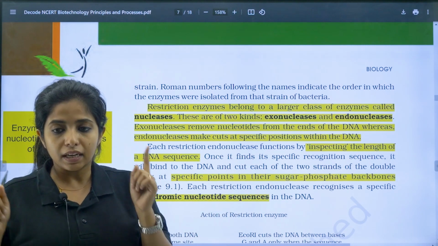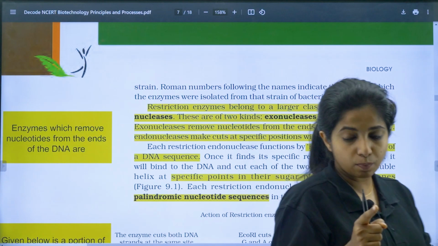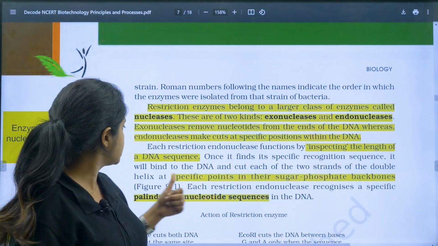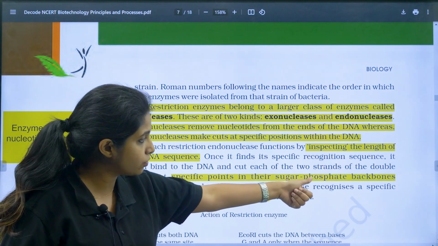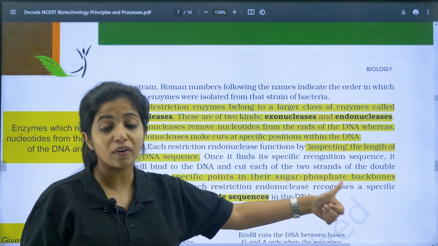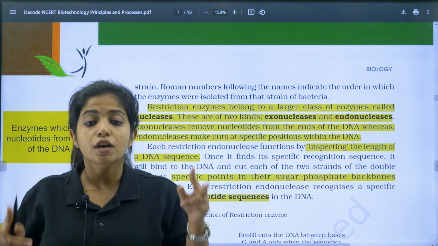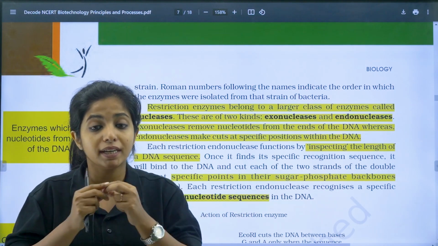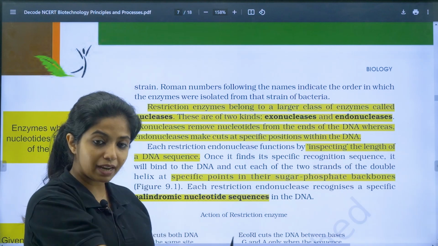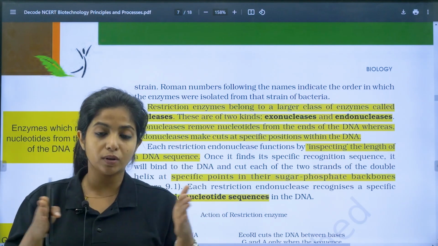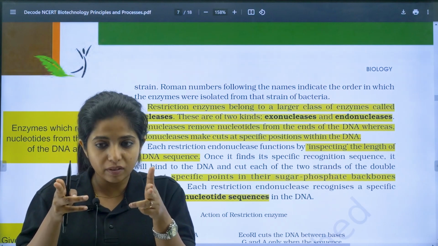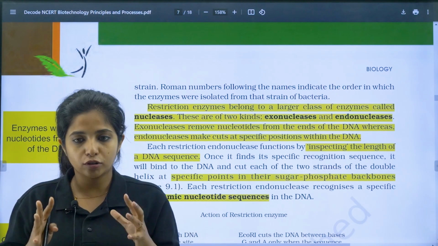So, inspecting the whole length of the DNA sequence, once it finds the specific recognition sequence, it will bind to the DNA and cut each of the 2 strands of the double helix at specific points in their sugar phosphate backbone. Where do they make the cut? In the sugar phosphate backbone. DNA has sugar phosphate backbones, and it will cut over there. So, it inspects the length, and once it finds the recognition site, it will make a cut at specific points in the sugar phosphate backbone.